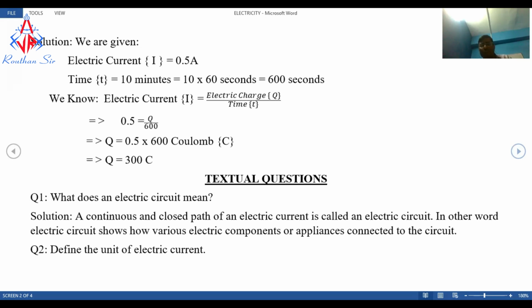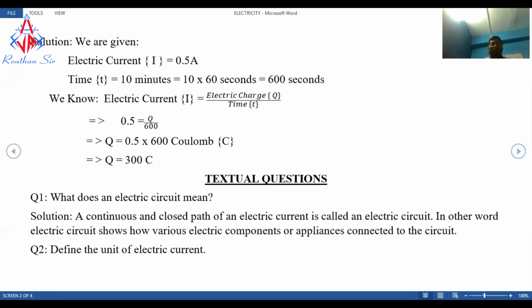Now the very first question given in your book is: what does an electric circuit mean? When we talk about the electric circuit, it means a continuous closed path of an electric current is called an electric circuit. In other words, the electric circuit shows how the various electric components or appliances are connected in a circuit.